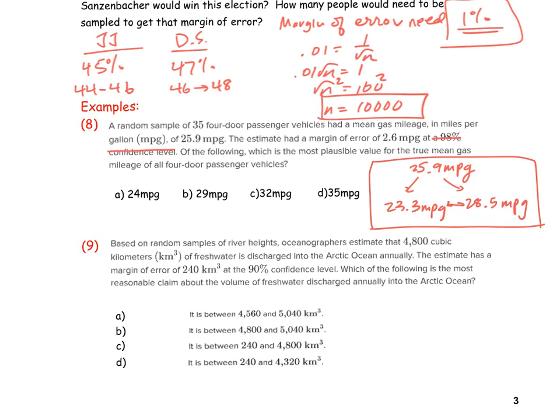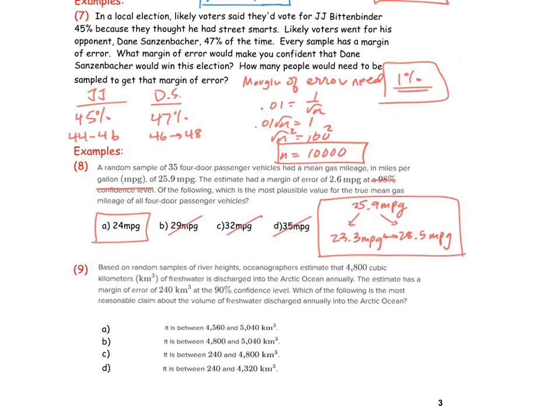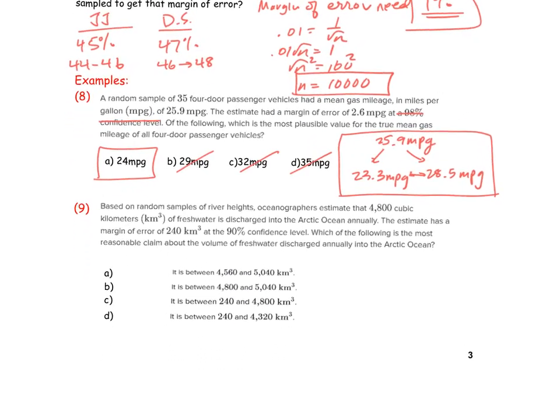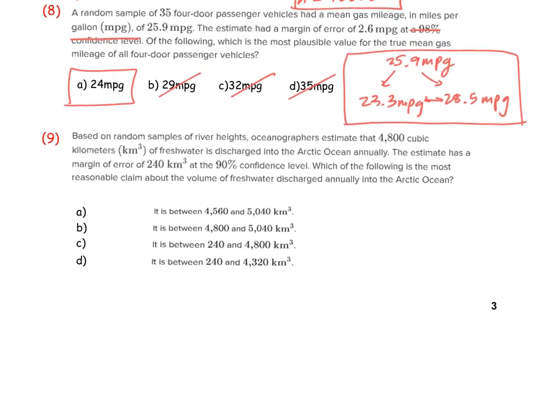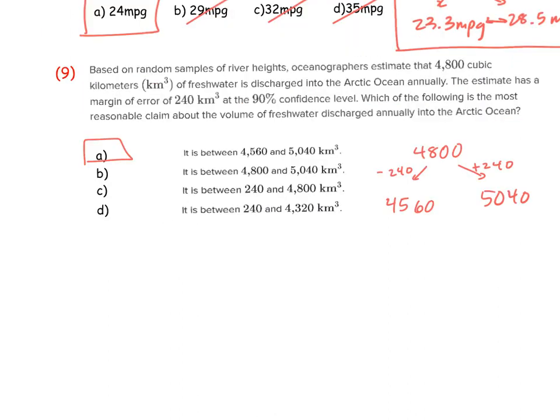So looking at these 4 choices, the only one that even falls within that range is A. B is outside of it, too big. 29 is too much. 32 and 35 are too much. So the only one that falls within the margin of error is 24 miles per gallon. Out of the choices, which would be the most plausible answer? It would be A. Number 9, I'm going to give you a chance to read it, and we'll pause and come back and explain it.